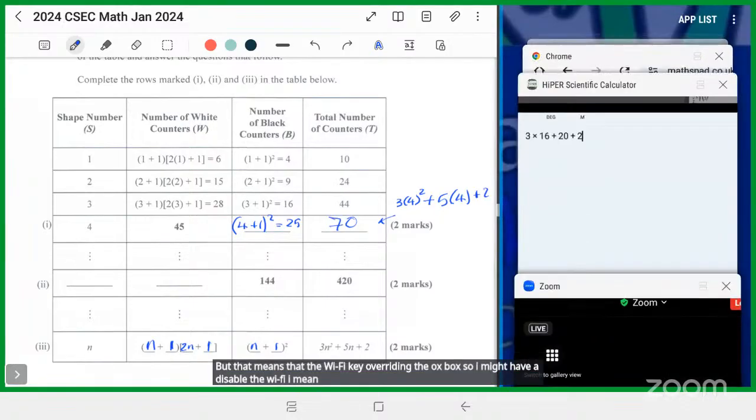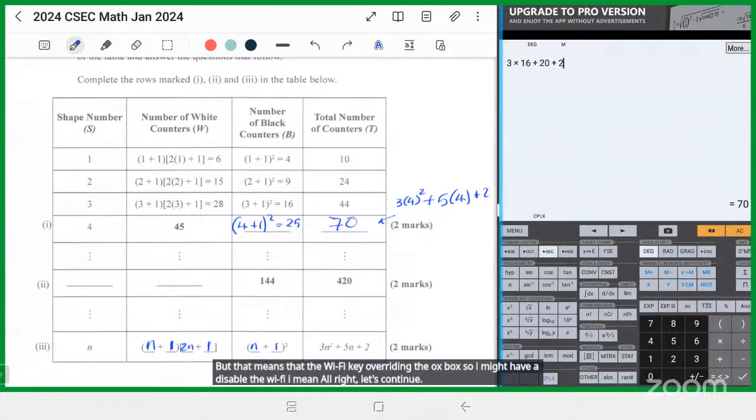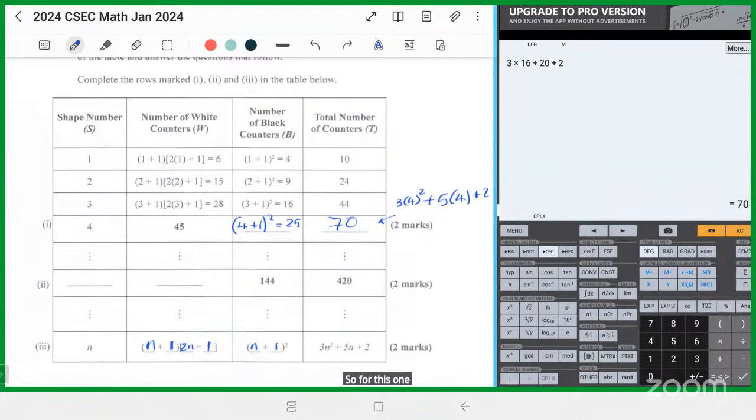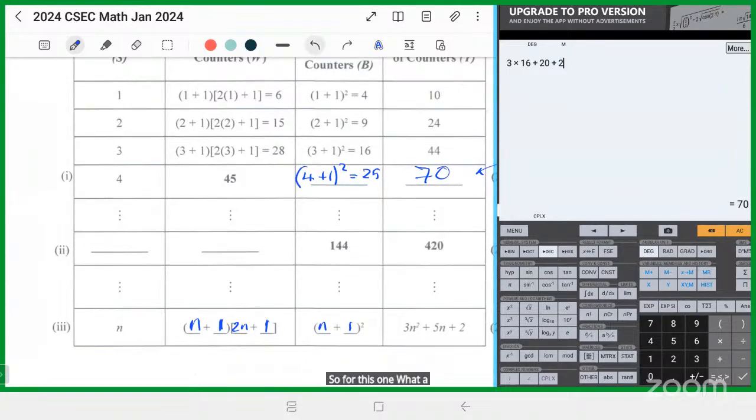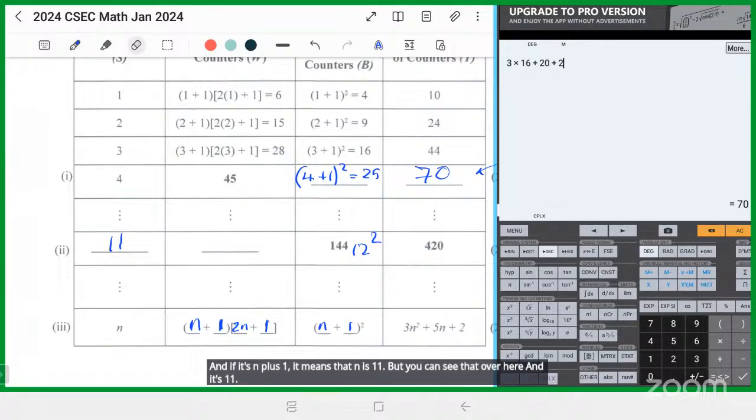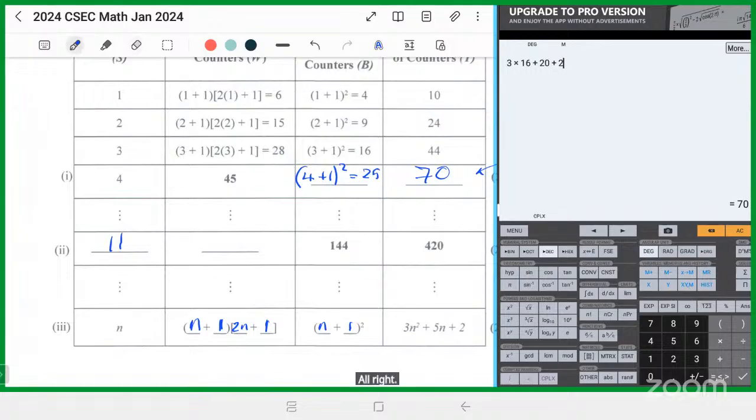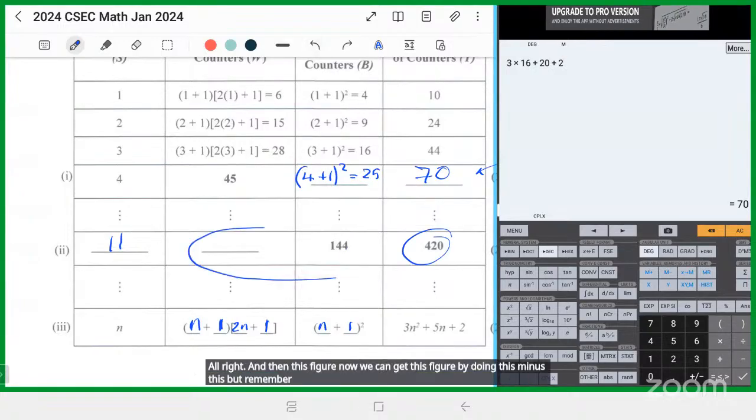All right, let's continue. So for this one, we want the figure number here. This is actually n plus 1. So if this is 144, then it is actually 12 squared. And if it's n plus 1, that means that n is 11. You can see that over here, n is 11. All right. And then this figure, we can get by doing this minus this. But remember, the sum of these two must equal that.